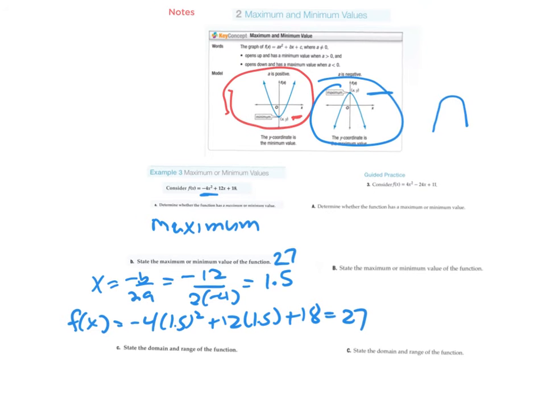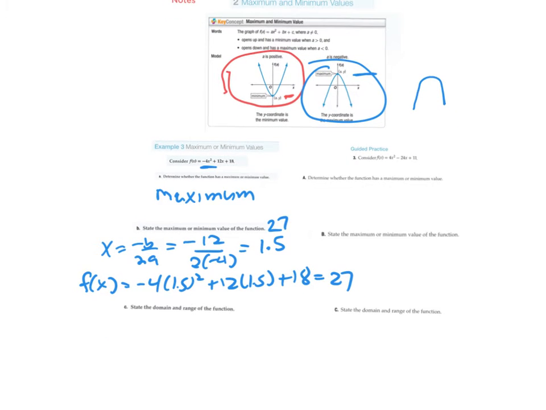And we're going to use that then to determine our domain and range. And the domain for all parabolas is all real numbers. But what we want to answer really is the range. And the range is the y value. So I'm just going to put a y right here.